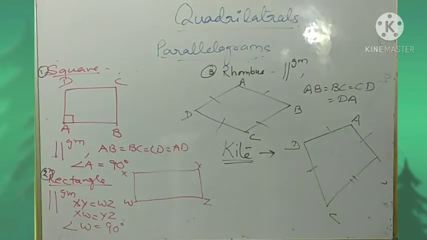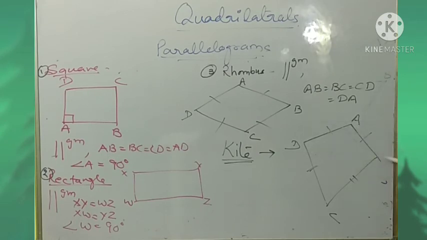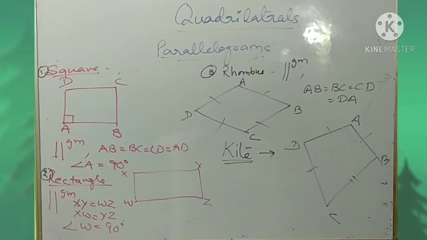Now the next is the rhombus. So what is a rhombus? It is again a parallelogram in which all the sides are equal. In which all four sides are equal, that is called a rhombus. Now what is a kite? Kite is a quadrilateral which is in the shape of a kite. Here the adjacent sides are equal. AD is equal to AB and BC is equal to CD. These two are equal, these two are equal. So this is a kite.